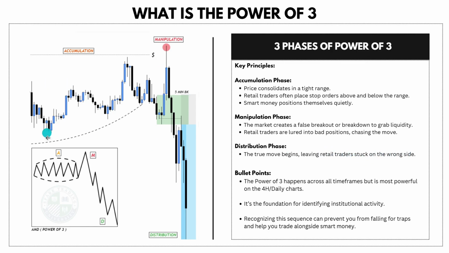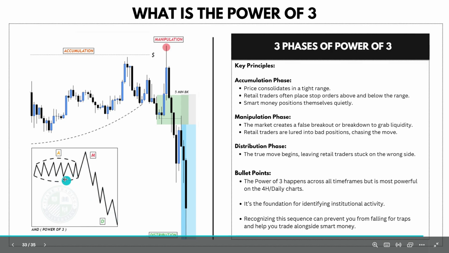As we can see here, this is just a brief schematic in a chart overview of the power of 3. So for the schematic right here, this is the first phase where price will consolidate in a tight range and build up liquidity. Then we'll see that price will rally higher and give us a manipulation of the old high if we're looking for price to go down, or a manipulation of the low if we're looking for price to go higher.